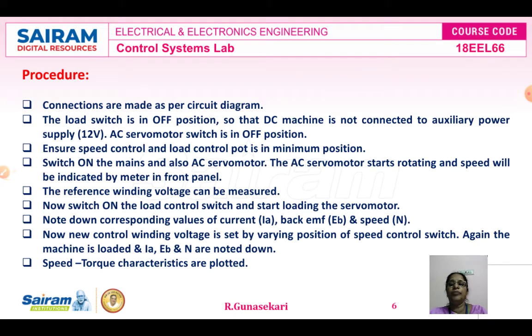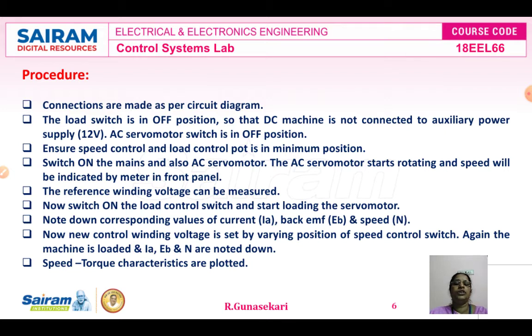Now you see the procedure. Connections are made as per the circuit diagram. The load switch is in off position and the DC motor is not connected to the auxiliary power supply, that is the 12 volt DC power supply. The AC servo motor switch is in off position. First you have to ensure the speed control and the load control potentiometers are in minimum position. Now switch on the main and switch on the AC servo motor.